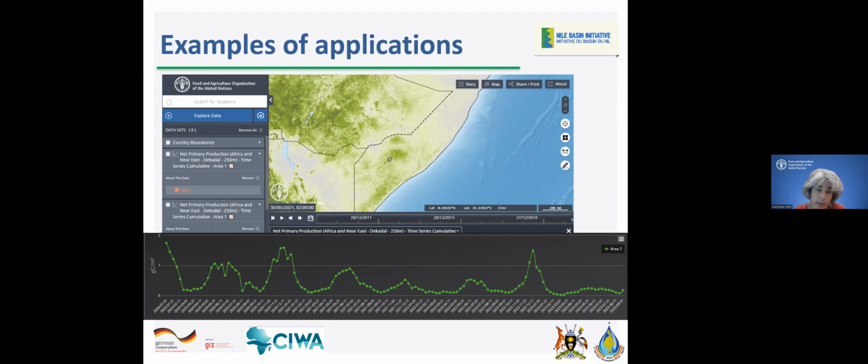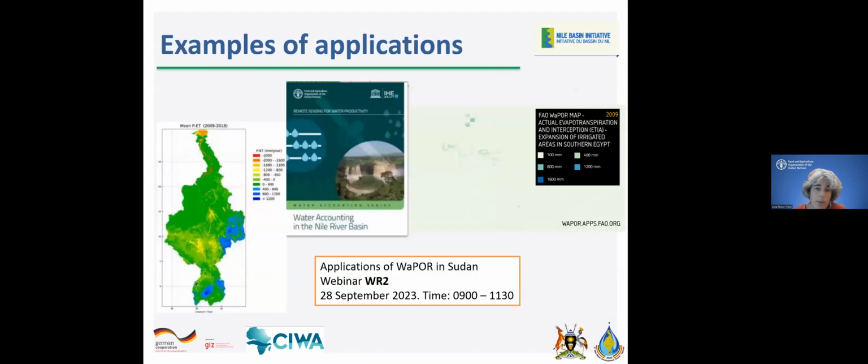So that's more of a longer time series. I just mentioned that in the Nile Basin, the IHE Delft used the VAPOR data to calculate the water accounting plus, that is water accounting based on remote sensing. The report is available on the website.